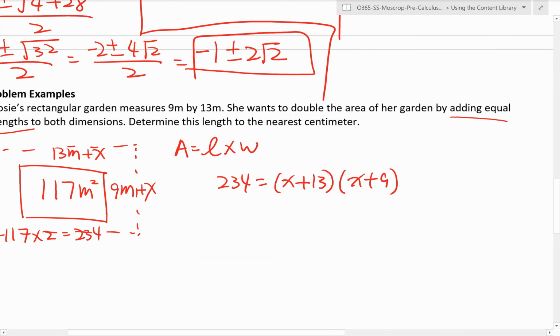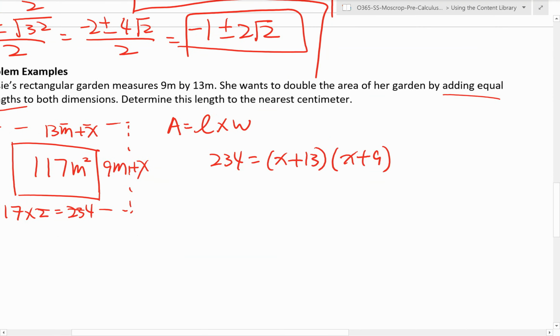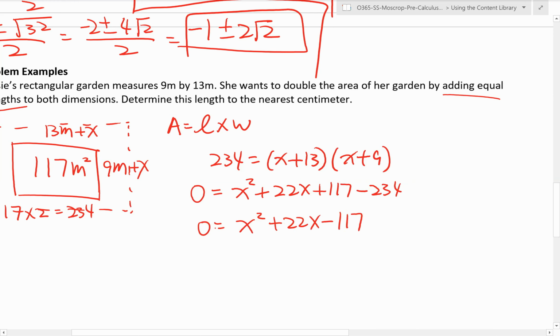Now once we have the quadratic equation, we can solve this by first expanding and making it equal to 0. So I'm going to move 234 to the right by subtracting 234 at the end. If I expand this, I get x squared plus 9x plus 13x, which is plus 22x, plus 13 times 9, which is 117. And subtracting 234, your quadratic equation becomes x squared plus 22x minus 117.